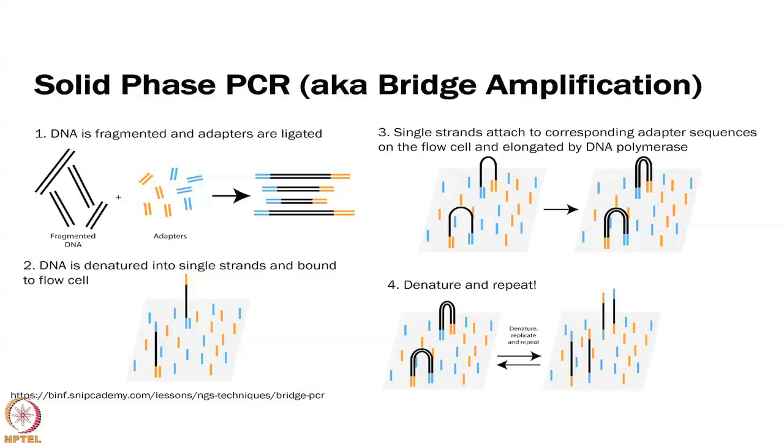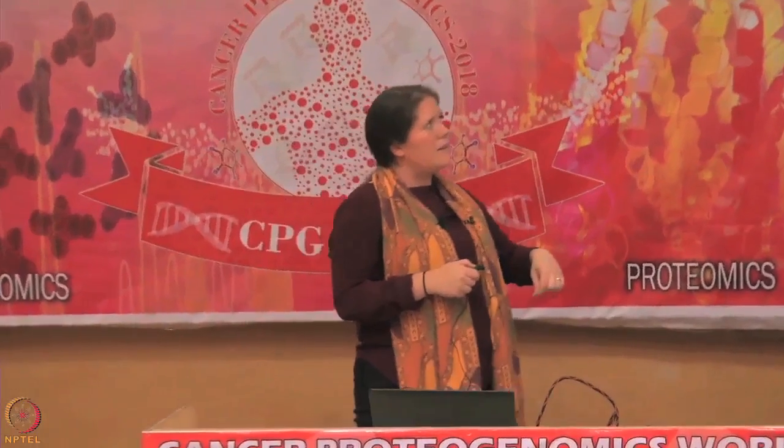Okay, so the solid phase PCR, which is also known as bridge amplification, what happens is you have your DNA that is fragmented, and then you have these adapters. So again, the adapters are put on so that you can attach it to the flow cell. And then the DNA is denatured into single strands. So you break it into single strands, and then you attach it to the flow cell. And then the single strands, they have these other adapters on that are sitting on the flow cell.